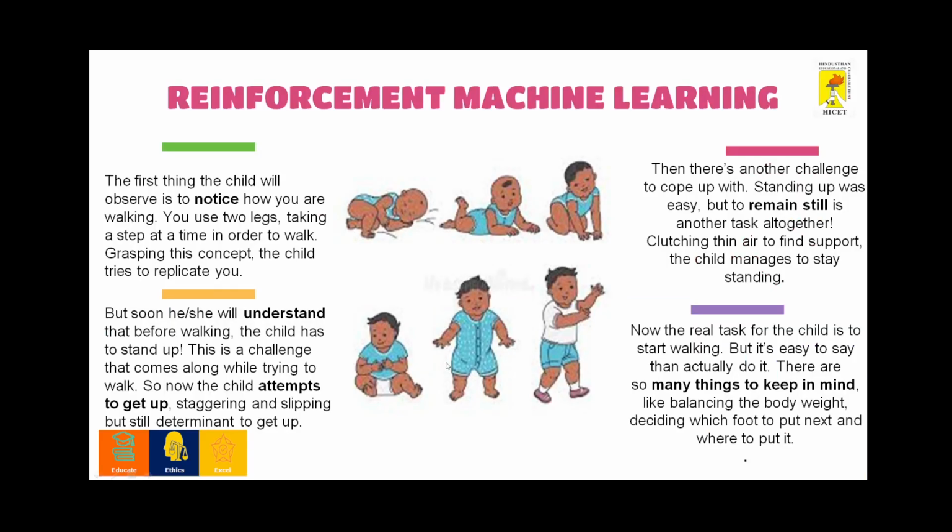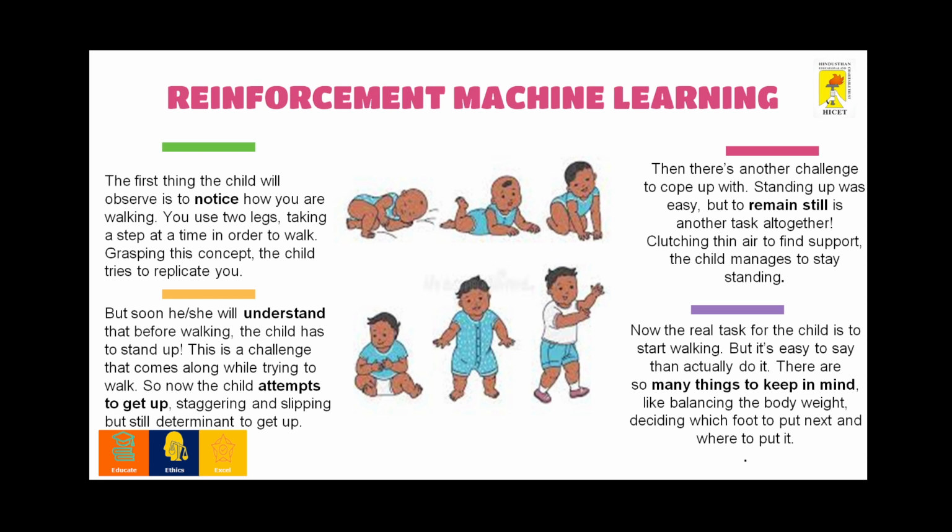Reinforcement learning. Reinforcement learning is based on the principle of trial and error method. To give you a simple scenario, let us understand how a child walks. So the first representation is noticing. The child notices human beings and it will register in its mind that we use legs for walking, and it will be able to grasp all this information and try to replicate it. Then the child will understand that before walking we have to get up and stand, and obviously this is a challenge for the child for the very first time. So now the child attempts to get up, staggering and slipping but still determined to get up.